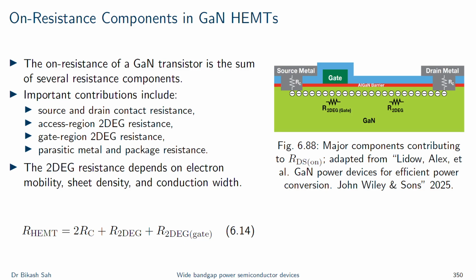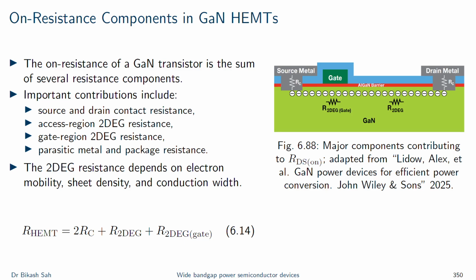On resistance components in the GaN HEMT. What I want to discuss here is very important, because a GaN HEMT is not one physical resistor, as we discussed, it actually has a dynamic resistance, right? So what does that mean? In the diagram, you can see that it is the sum of the contact resistance, access region 2DEG resistance, gate region resistance, metal routing resistance, and the package resistance. The equation that you see here summarizes the HEMT contribution as the two contact resistances plus the 2DEG resistance outside and under the gate.